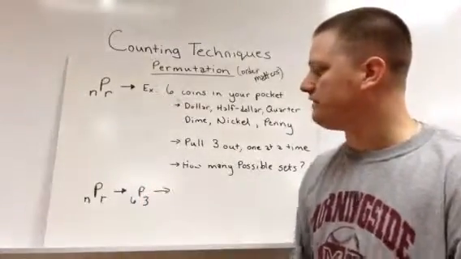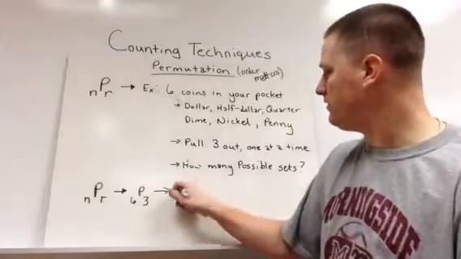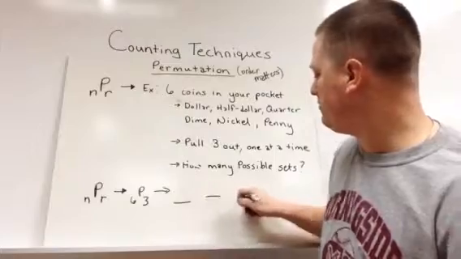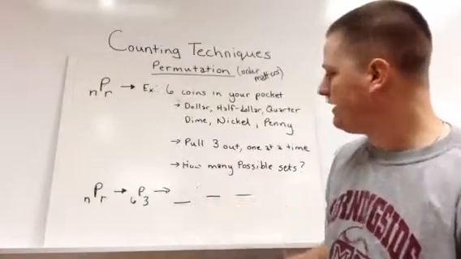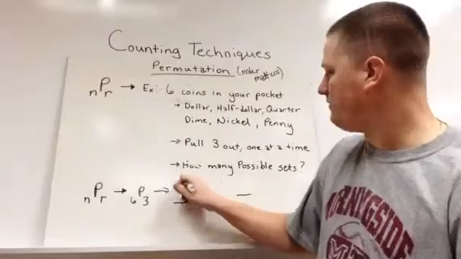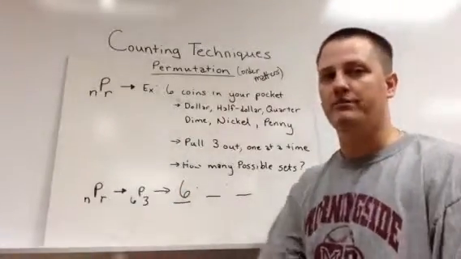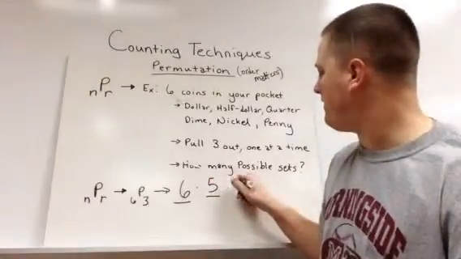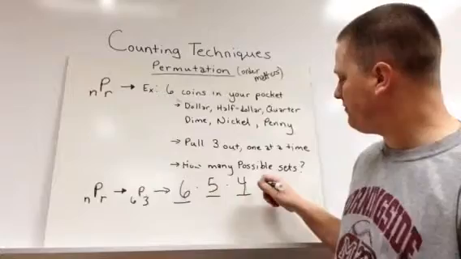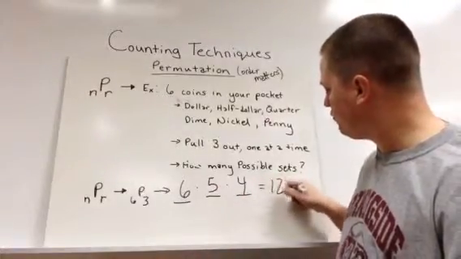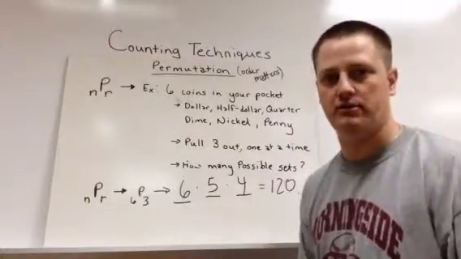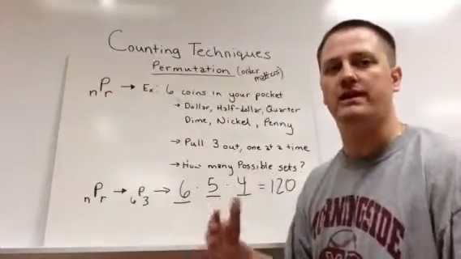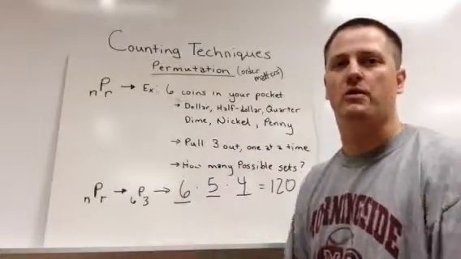And then what that tells us is there are 6 possibilities. So that goes in the first one. This 3 tells us how many times we're going to do the problem. So we're going to do it 3 times. Then the 6 tells us what to start at, which is 6. After we pull 1 out, we don't have 6 anymore. We now have 5. After we pull 1 out, we don't have 5 anymore. We now have 4. So 6 times 5 times 4 gives us 120 different permutations, meaning that the order matters here. So there's 120 different ways where the order matters.